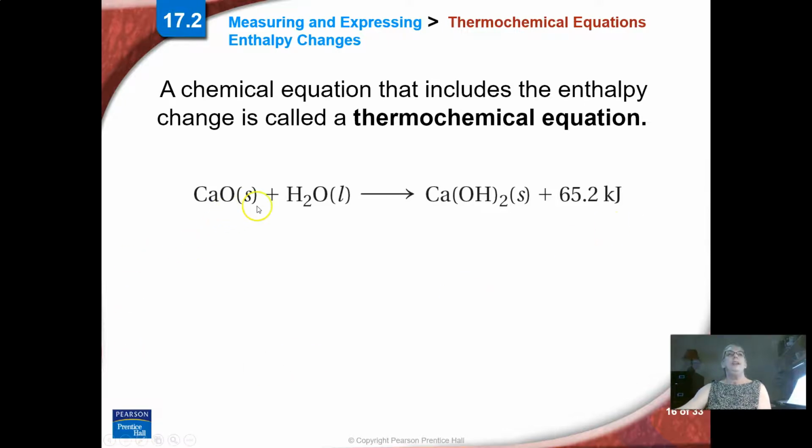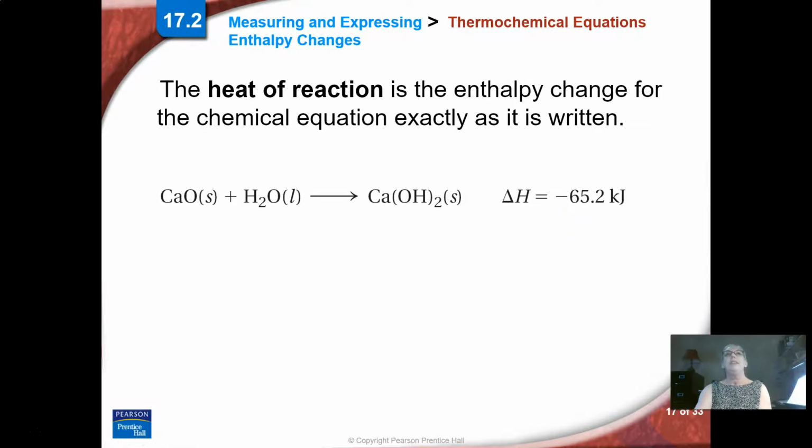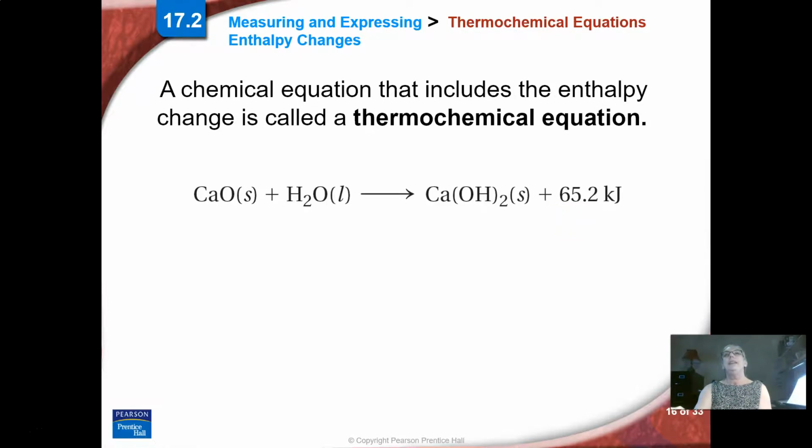We have to make sure we are using the right states of matter. This is a solid and a liquid water, making this solid precipitate. So always double check your states when you grab the numbers off of a chart, that you have the right states of matter, the right phases of matter. So you can write it like this. This is saying that there's energy on this side. When we're done with the reaction, we see energy.